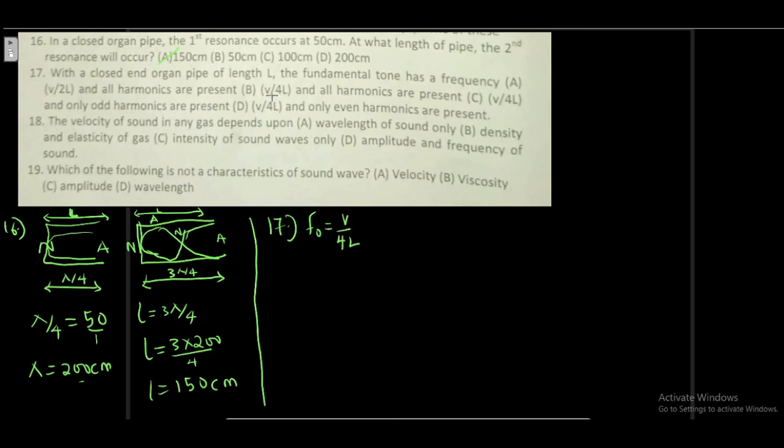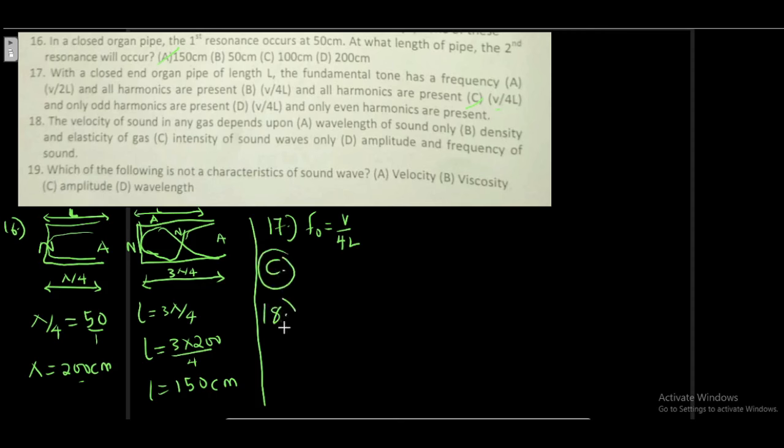Option B says V over 4L and all harmonics are present. No, for a closed pipe, all harmonics are not present. We only have positive odd whole numbers, so just odd numbers are used. Now option C says V over 4L. Yes, that's the fundamental frequency, and only odd harmonics are present. Yes, this is option C. So question 17, the correct answer is option C.